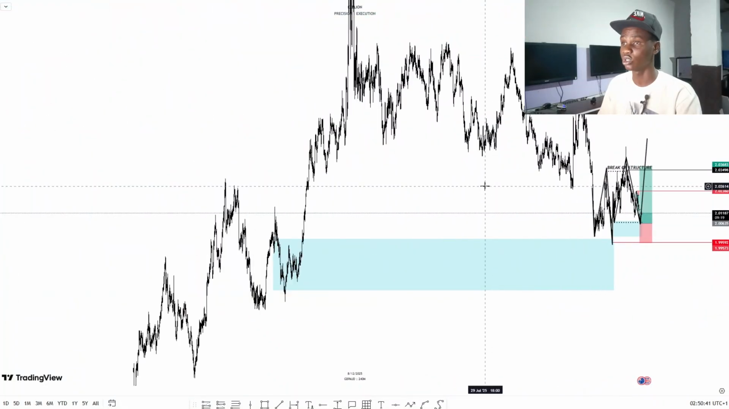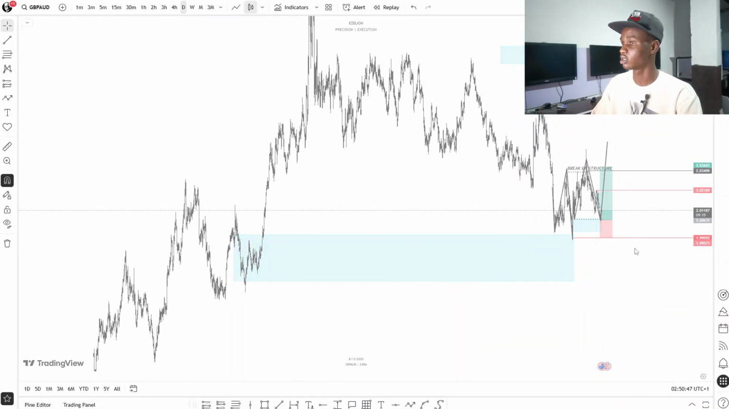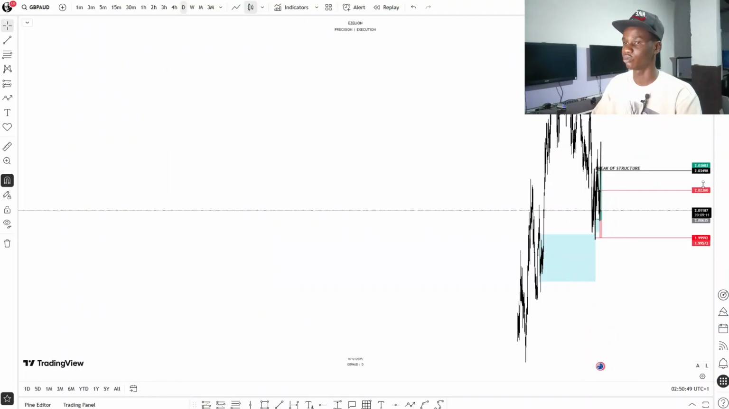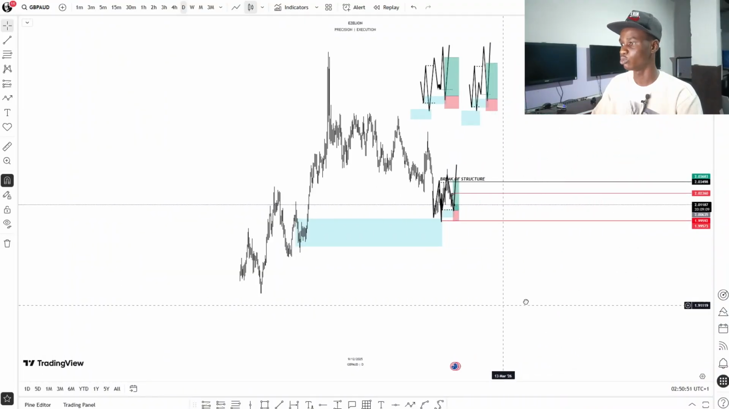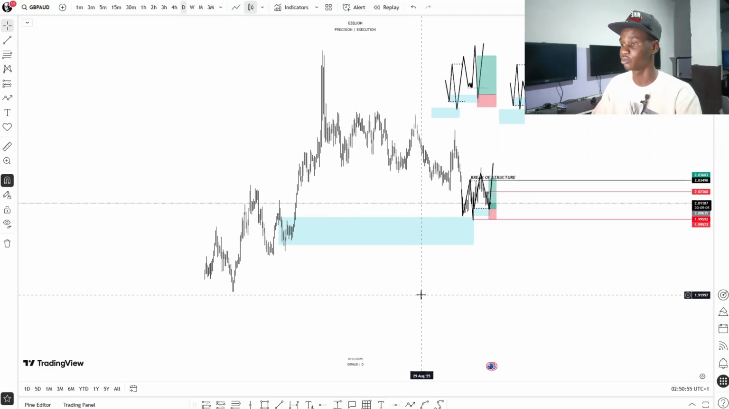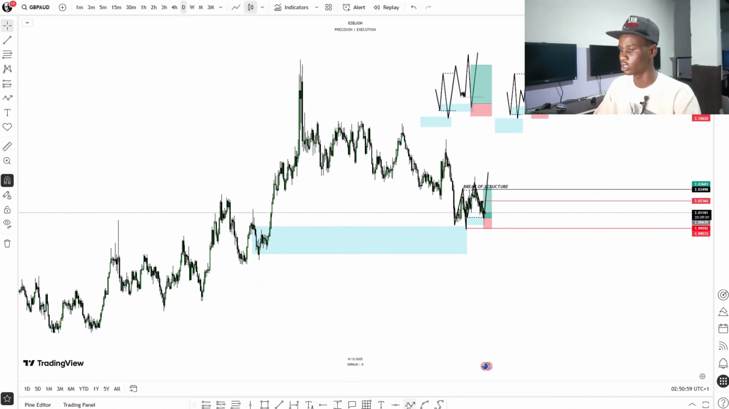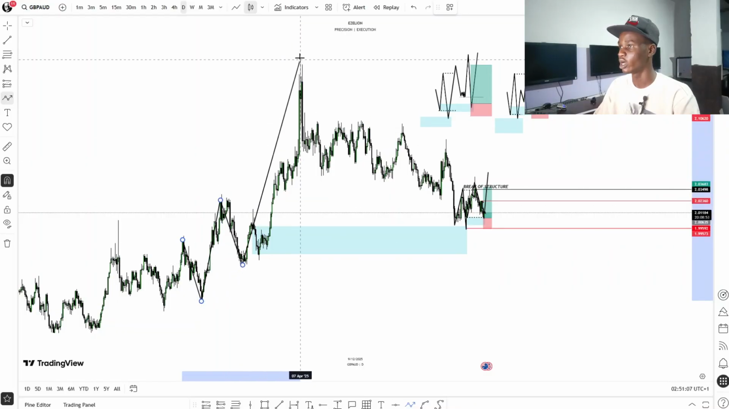If you do some form of top-down analysis and go to the daily time frame, you can see that price is bullish, so we are following the trend. This whole thing is high probability. You can read the market structure: lower high, higher high, higher low, higher high.